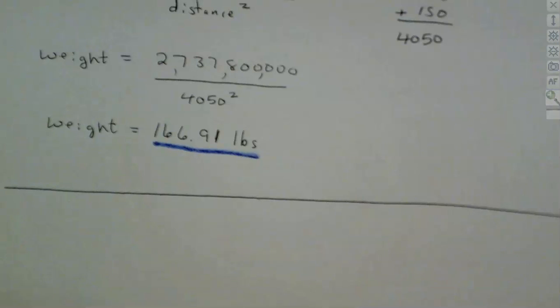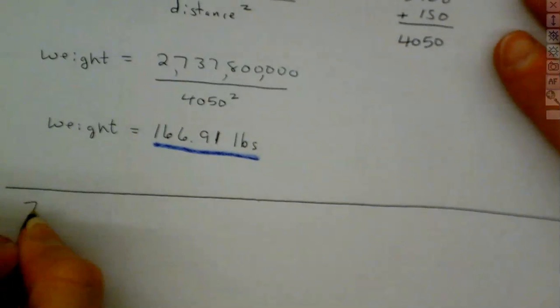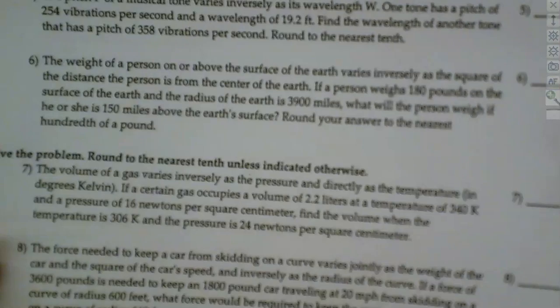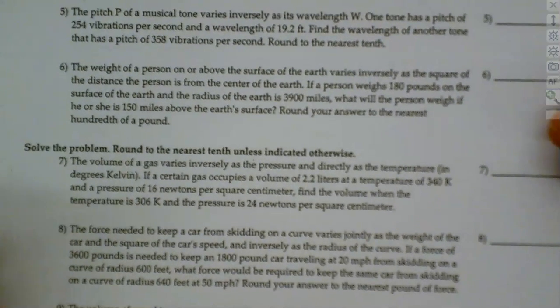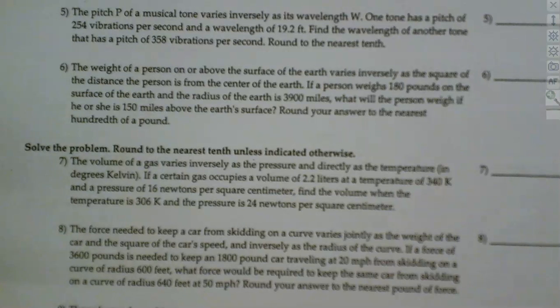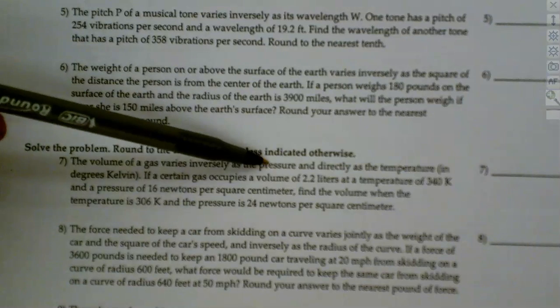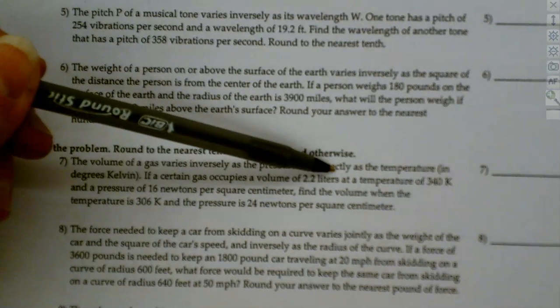Okay, so that was question 6. Next, we'll look at question 7. And then we'll look at question 8. Question 7. Now, question 7 is a joint variation. Whenever we see inversely, we divide. Okay, if it doesn't say anything, then we multiply. So the volume of a gas varies inversely as the pressure. And directly, that means we multiply, as the temperature.